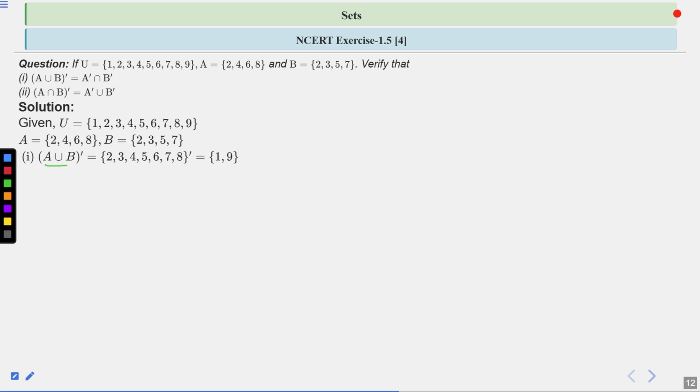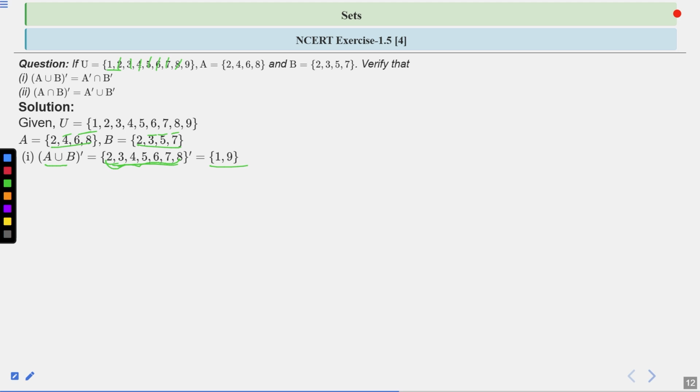A union B will be your set in which you are collecting all the elements from set A as well as from B. So collect 2, 4, 3, 5, 6, 7, 8. So you will have this as your A union B. Now the complement will be very simple. Eliminate all these elements from the universal set. So eliminating 2, 3, 4, 5, 6, 7, 8, you are only left with the two elements 1 and 9. So the collection of these two elements will be your A union B whole complement.